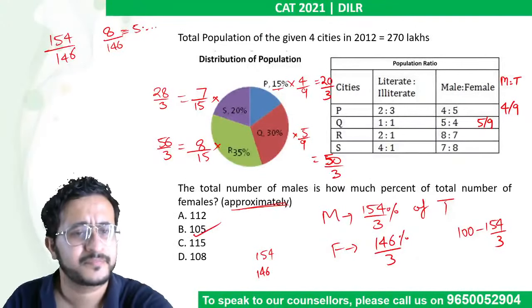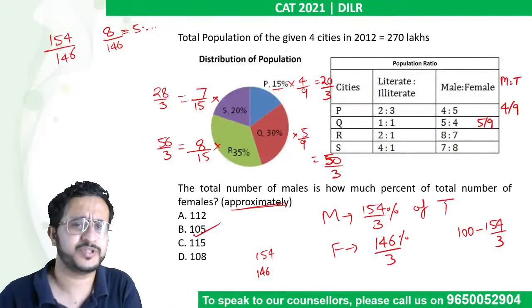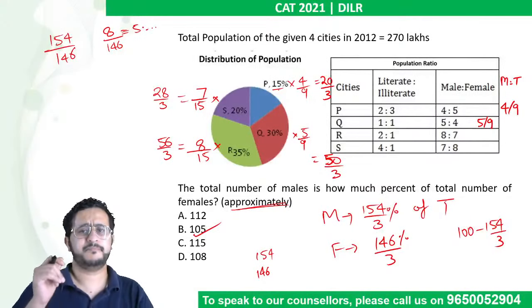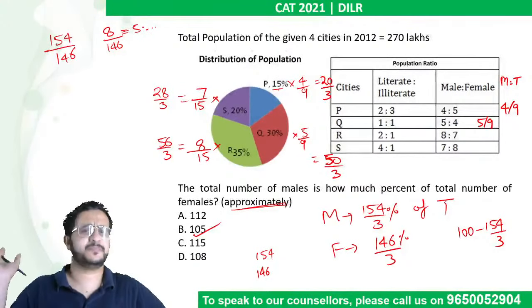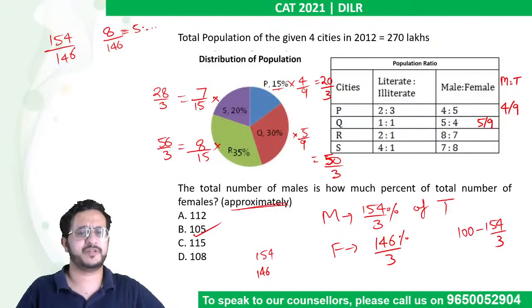Okay? Like this. Isn't it a very cool way to do this thing? So make yourself very good with percentages and ratios, understand them well, and you will find that calculation based DI is nothing. You can do these questions at very, very fast speed.